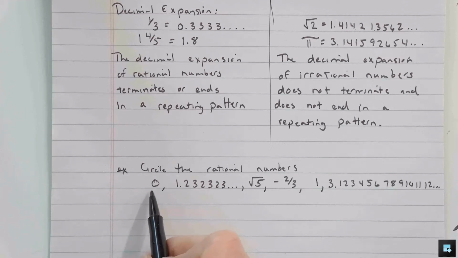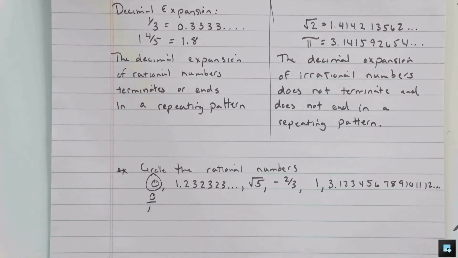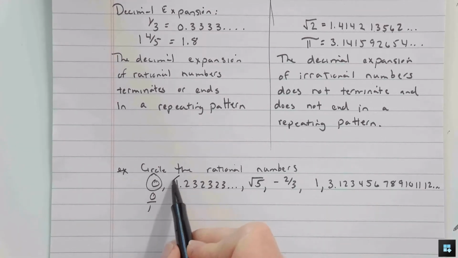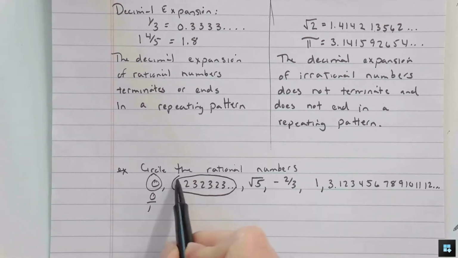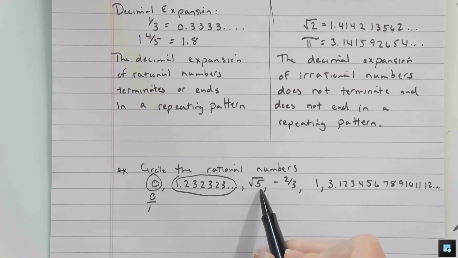Okay, circle 0 or not? Yes. So 0 over 1. So circle 0. 1.232323 dot dot dot. Yes. Okay, so there's the repeating ending. Square root of 5? No, not rational. Okay. Can't be written as a fraction. Negative 2/3 rational? Yeah, we circle that one.